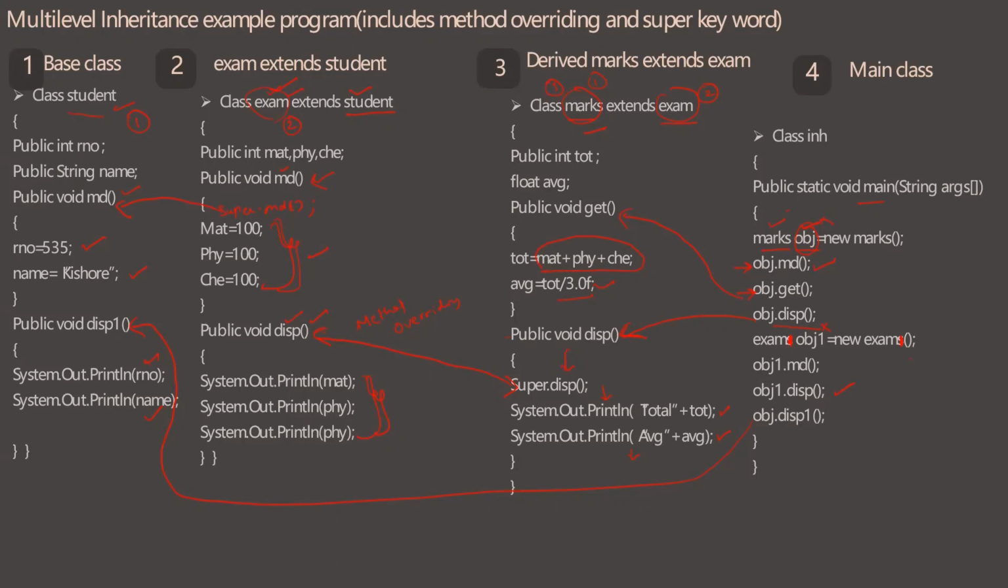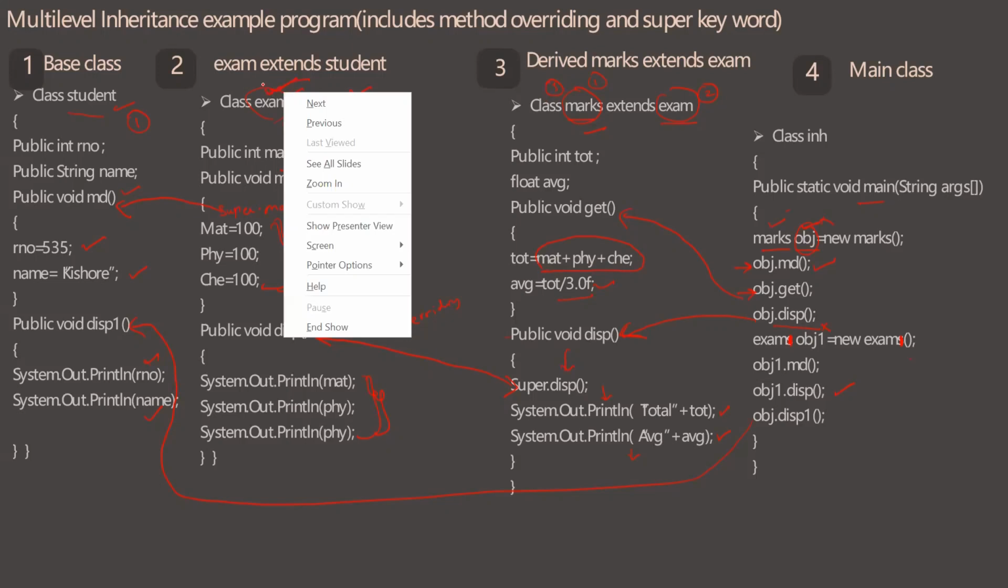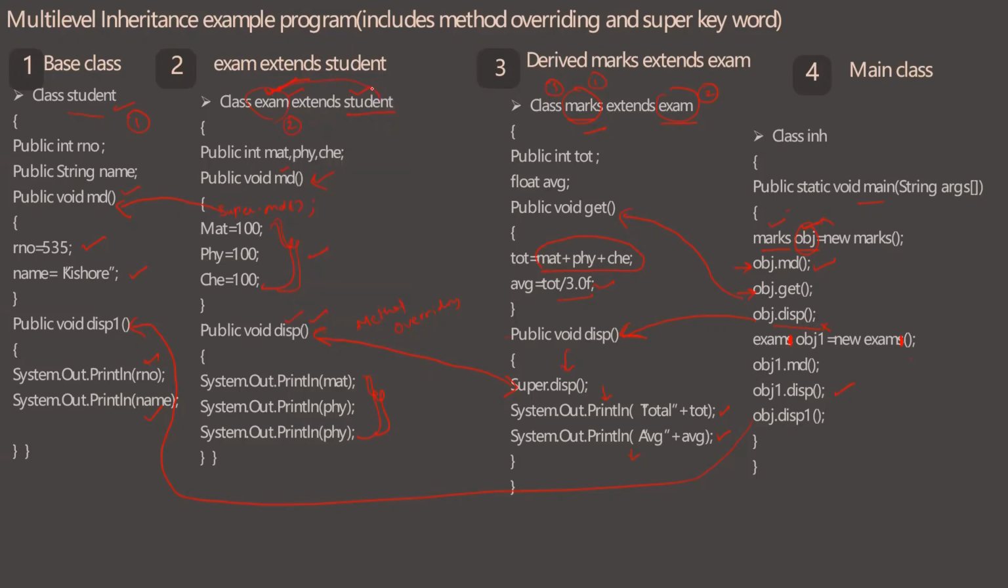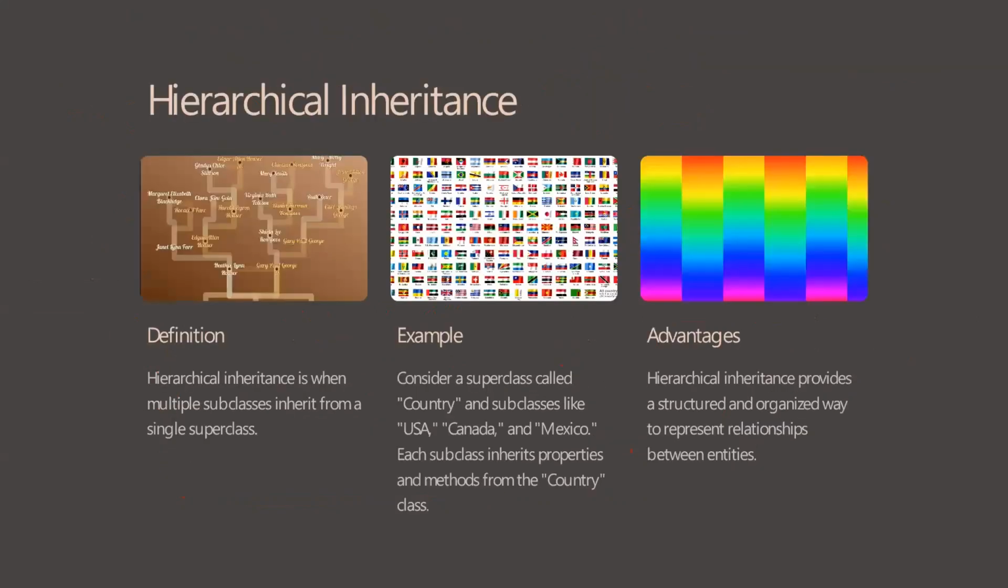The only thing you need to keep in mind is that if you create an object for exam, as it is extending student, the object for the exam class is going to interact with the exam as well as student properties. And if you create an object for marks, that is going to interact with exam as well as marks. Is that point clear? So this is all about multi-level inheritance. Coming to the next point, that is hierarchical inheritance.